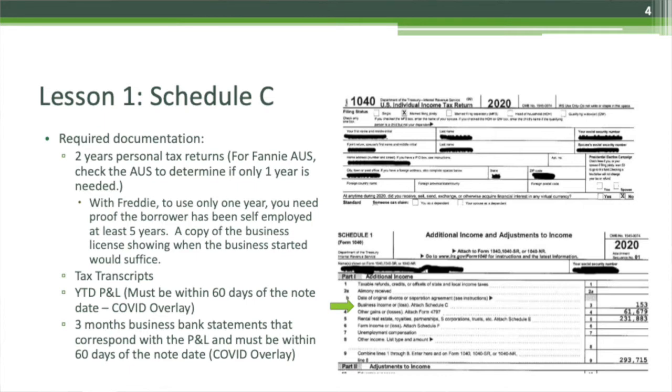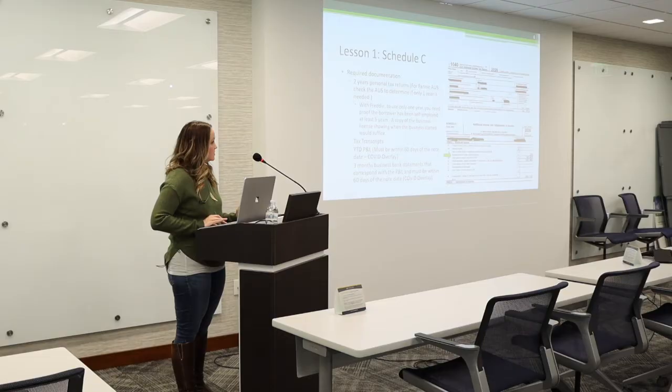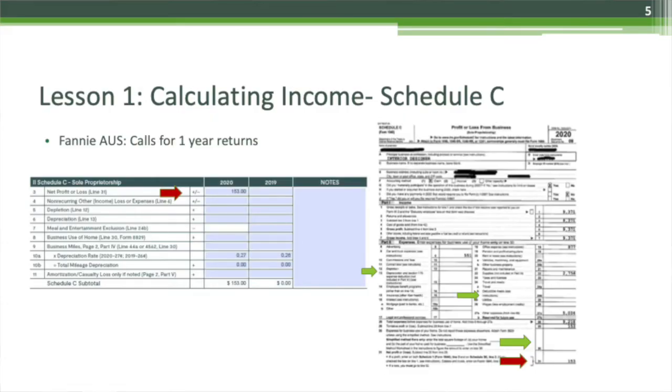The picture over there, so this is your individual tax return, and then down here it's going to show the Schedule C income on the next page of the personal return. And then when you actually go to Schedule C, you'll see what we look at when calculating the income.